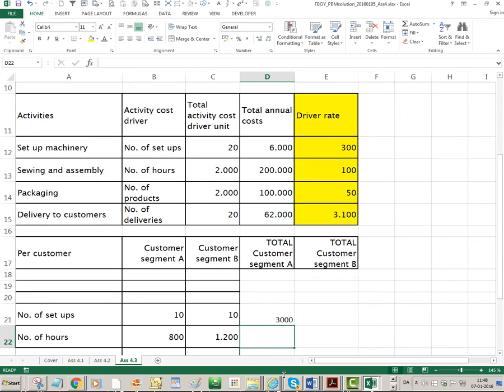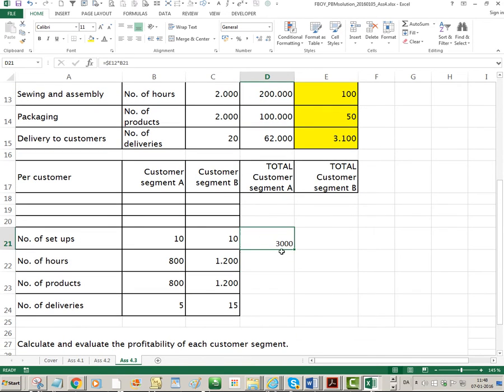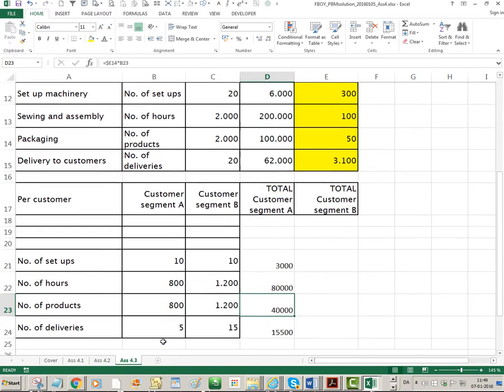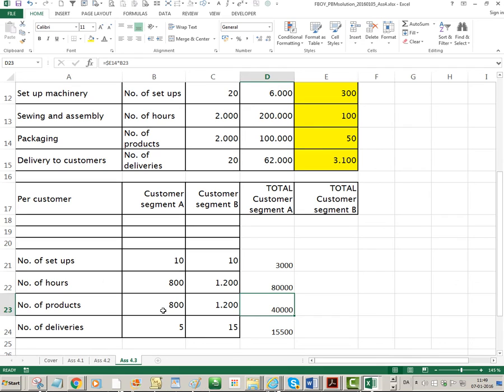So that sounds right. Number of hours. Okay. Basically I think we can just copy this one down. Here we go. And just check this formula. So 100 per hour for the assembly, and they spend 800 hours, that'll be 80,000 kroner. And so we have number of products, which is also 800. Just check. Yeah.